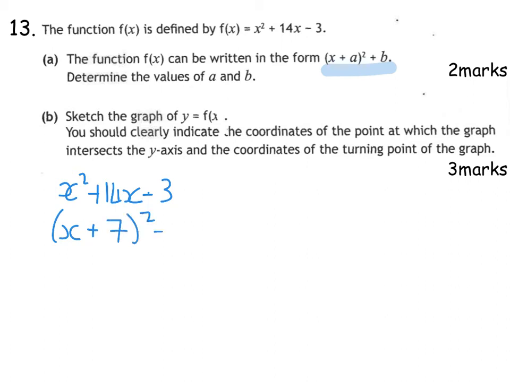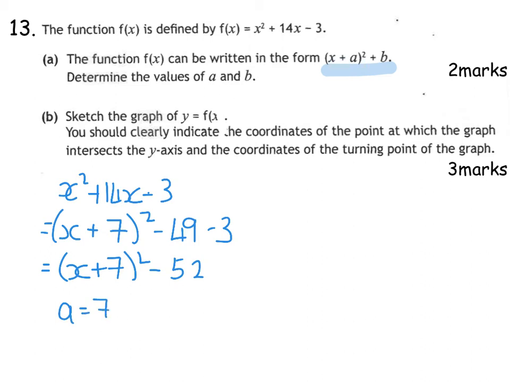7 squared is 49, so you take away 49, and then you include the number you had, which was minus 3. Now that then gives you, when you tidy it up, minus 52. Okay, now they had an a where our 7 is, so a is 7, and where b is, we've got minus 52, so b is minus 52. Okay, and that's part A all done.